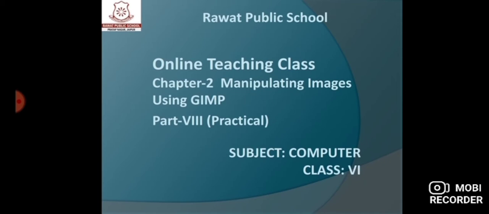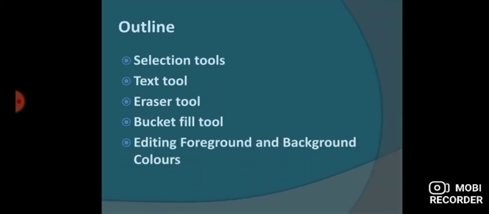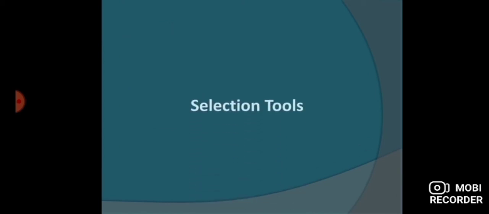Today we will start with chapter 2, Manipulating Images Using GIMP, part 8. Today we will do the practicals of our previous topics. Today's topics are selection tools, text tool, eraser tool, bucket fill tool, editing foreground and background colors. Let's start. First one is selection tools.